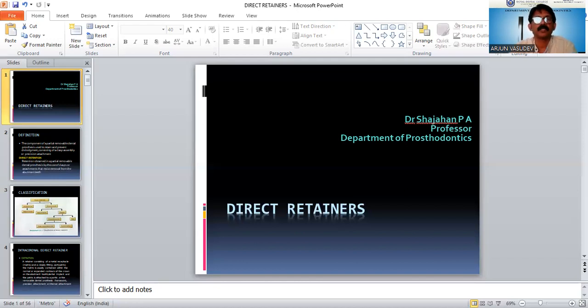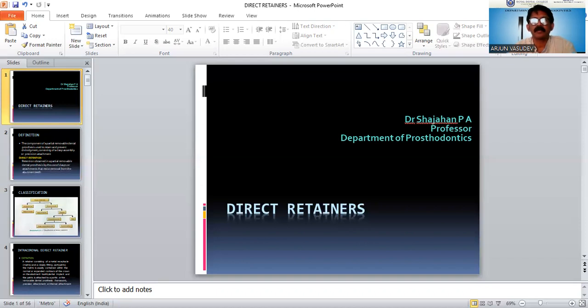Now we are moving on to the extracoronal retainers. These provide retention through components placed outside the normal contour of the abutment tooth. We have seen the intracoronal retainers are placed inside the confines of the tooth, whereas the extracoronal retainers are placed external to the confines of the tooth. And it is broadly divided into prefabricated attachment and clasp. Clasp is mostly used as the extracoronal retainer actually.